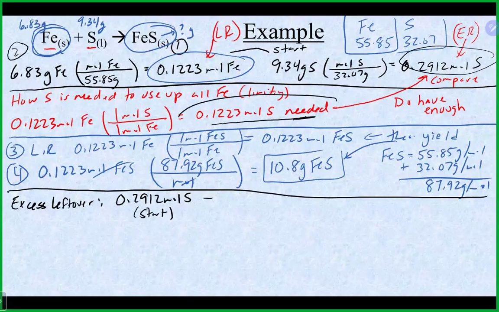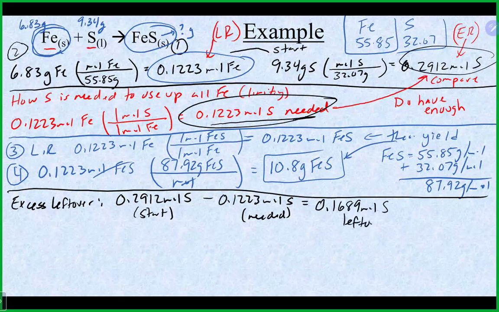0.2912 moles of sulfur, minus what I calculated actually up here, how much was needed, 0.1223 moles needed of sulfur. Will tell me that I got approximately here about 0.1689 moles of sulfur left over.